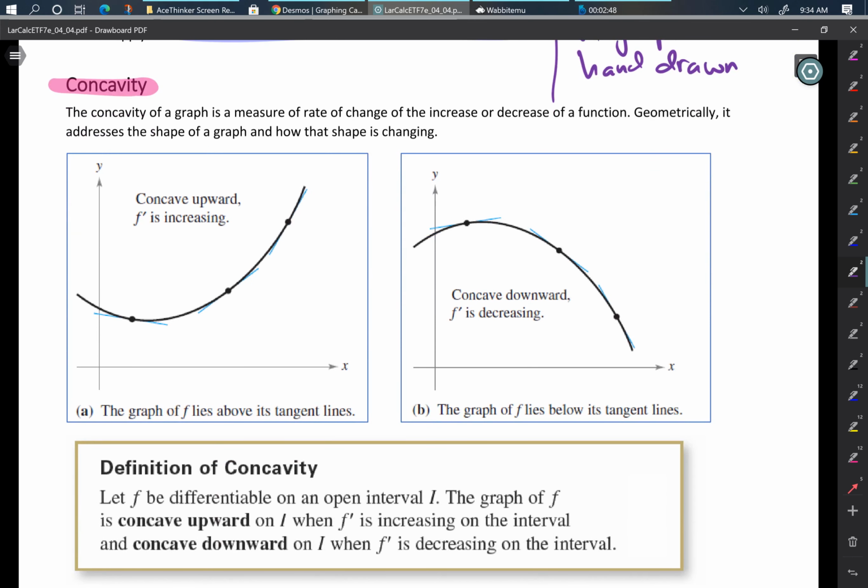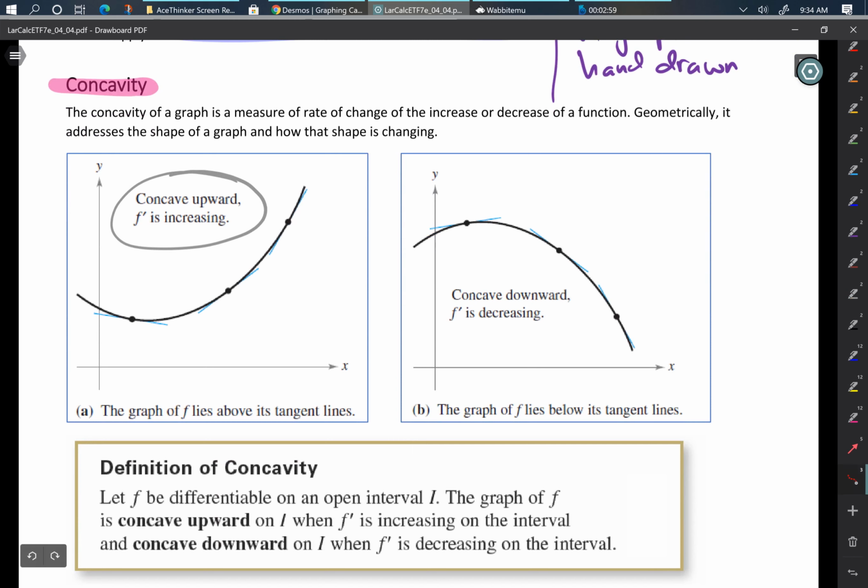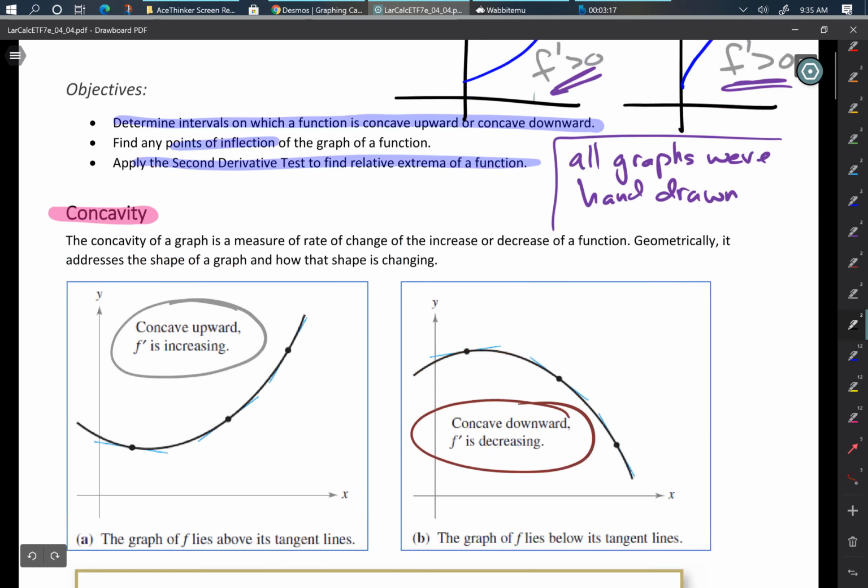Now, when a graph is said to be concave upward or concave up, the shape of the graph is such that all of the tangent lines to the curve lie below. So see how these tangent lines are underneath the graph as we draw them? Whereas with a function that is concave downward or concave down, all those tangent lines are going to lie above the curve. Now, I know what you're thinking. Well, what if you had a graph that did both?